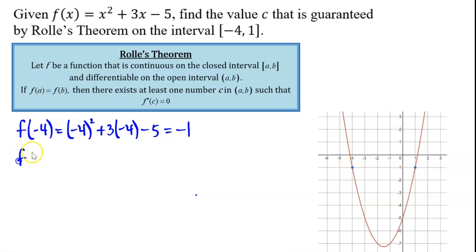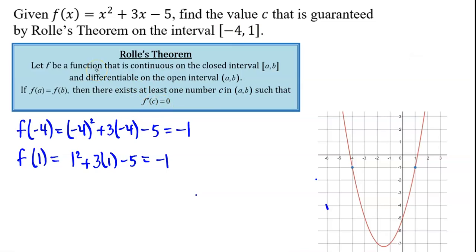Now let's find f of 1. We can plug in 1 into our function f of x, and we can see we have 1 plus 3, which is 4, minus 5, which is also -1. As you can see, f of a is equal to f of b. That means there must be one number c, some number c between -4 and 1, such that the instantaneous rate of change, the slope of the tangent line, is equal to 0.